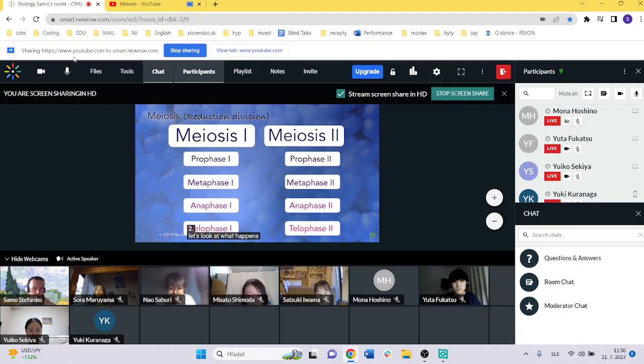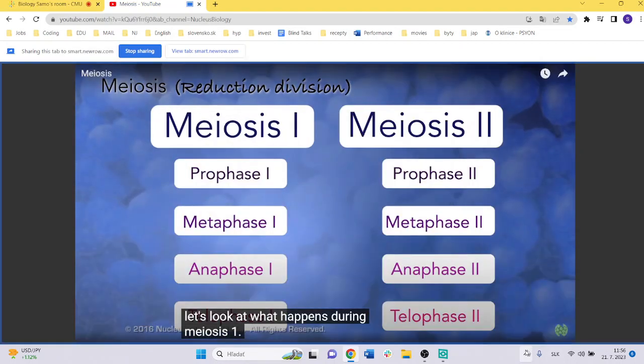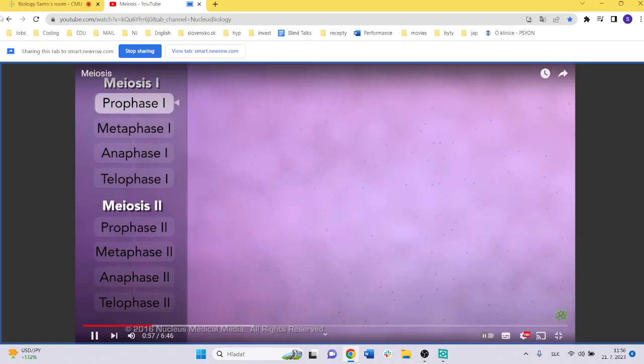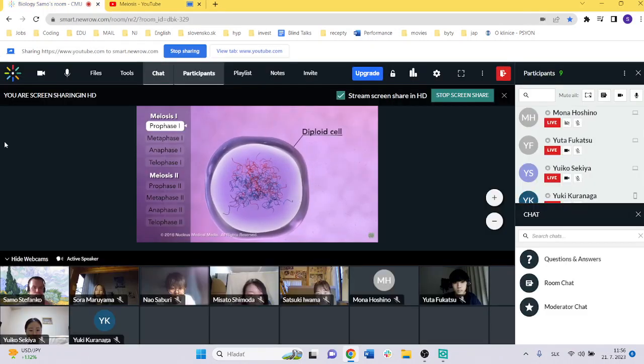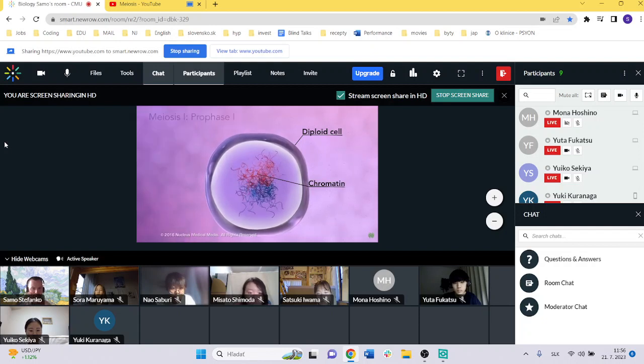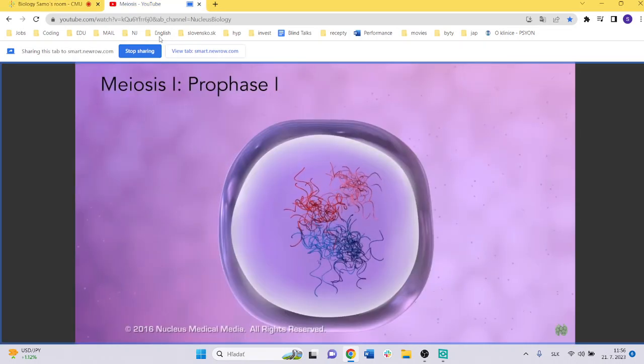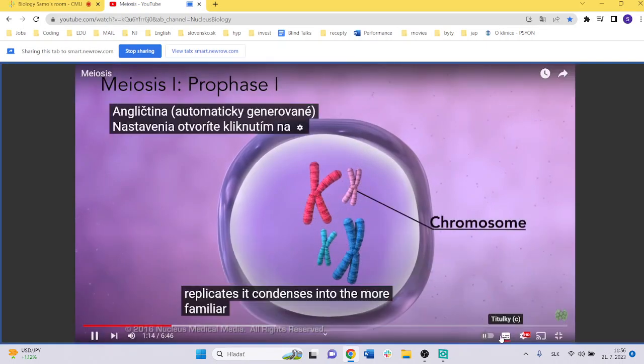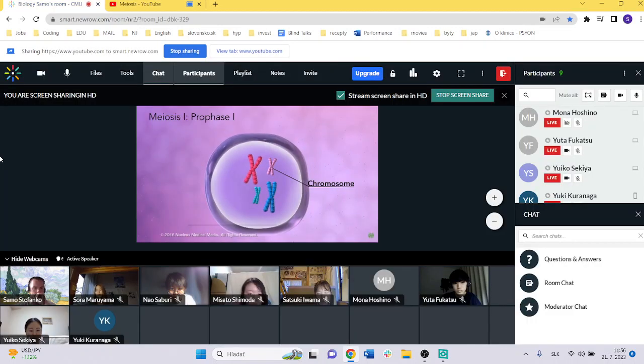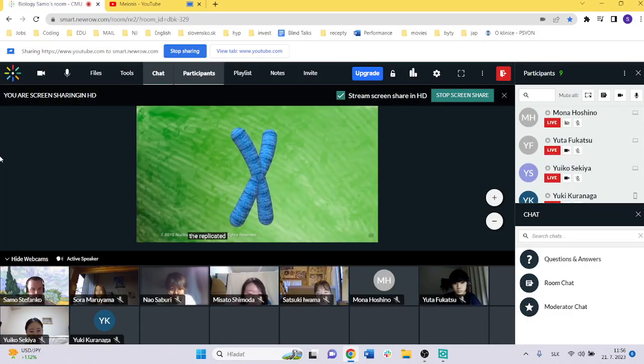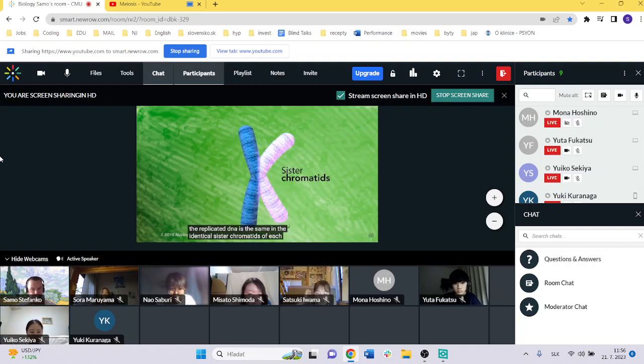Let's look at what happens during meiosis I. Prophase I starts with a diploid cell. Its chromatin contains two uncoiled, spread out sets of chromosomes, one from each parent. After the DNA in the chromatin replicates, it condenses into the more familiar X-shaped chromosomes. The replicated DNA is the same in the identical sister chromatids of each chromosome.